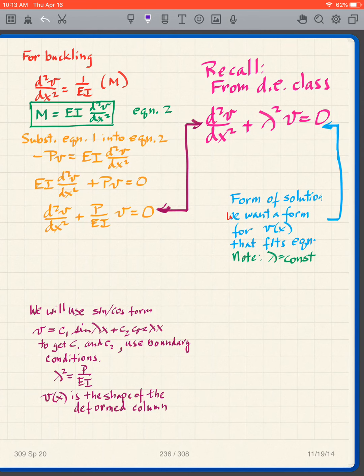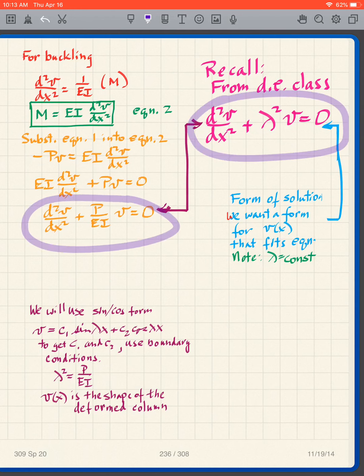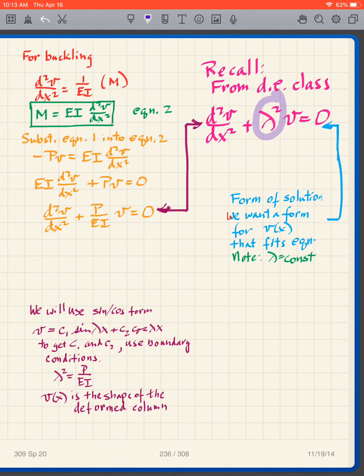You studied it in the form that looks like this: the second derivative of v with respect to x plus lambda squared times v equals 0. So it's the same thing. In other words, this is the equation from your differential equations class that you've already solved. And this is our equation, so I'm comparing those two. What do I see? I see that lambda squared in your differential equations class is the same as P over EI for our differential equation.